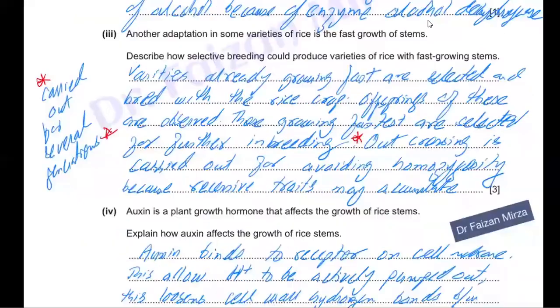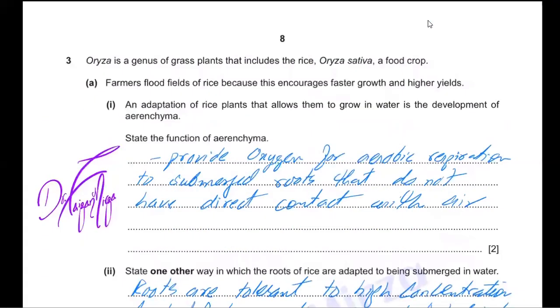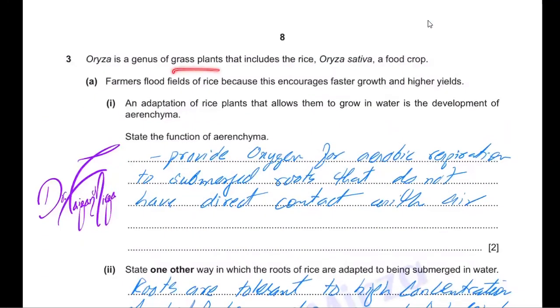May June 2023, this is variant 41. A genus of grass plant is shown, a food crop. Farmers flood the field to encourage faster growth. You are expected to recall aerenchyma. It allows oxygen for aerobic respiration. Submerged plants have direct contact with air.